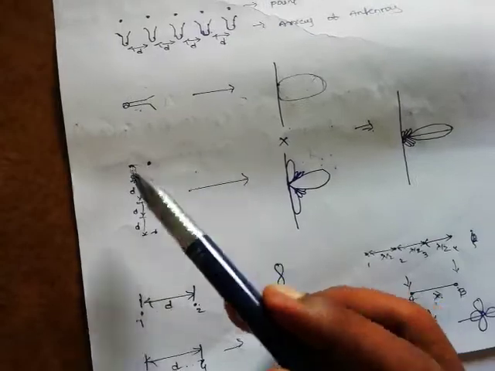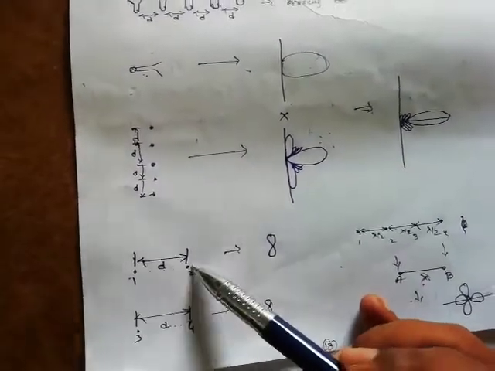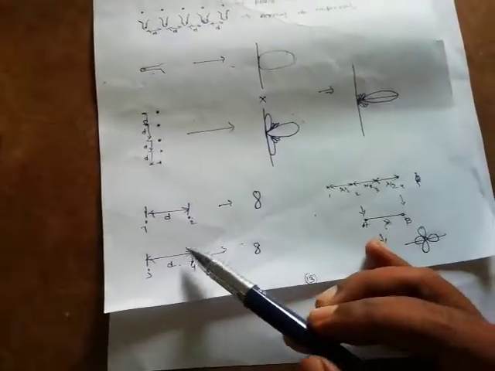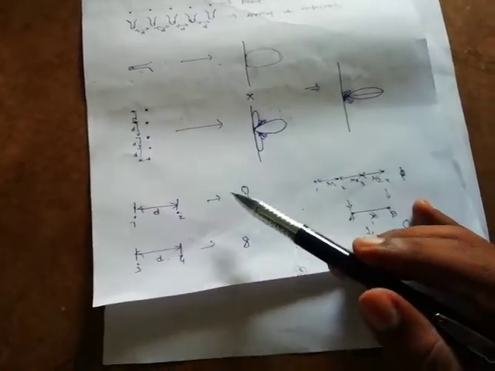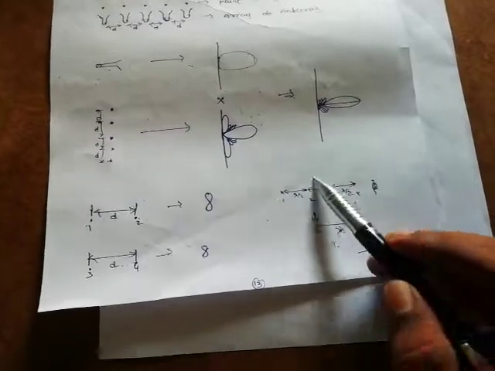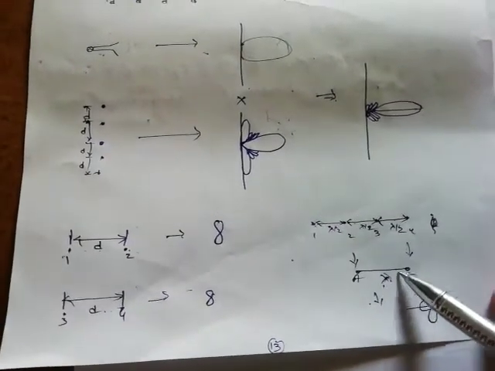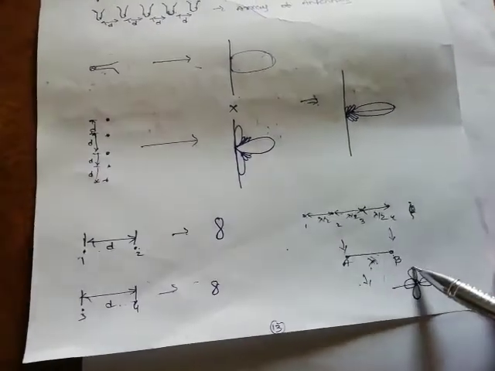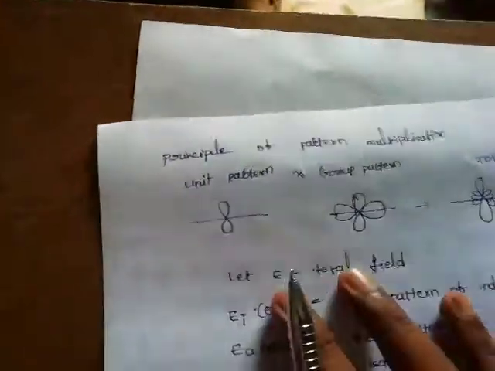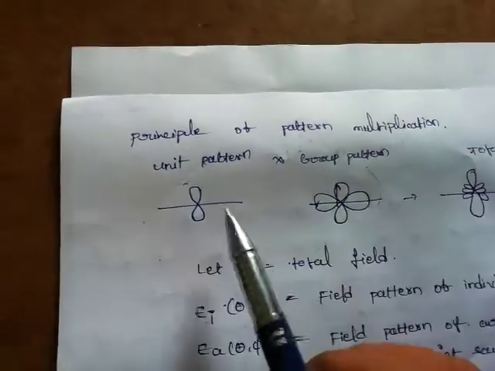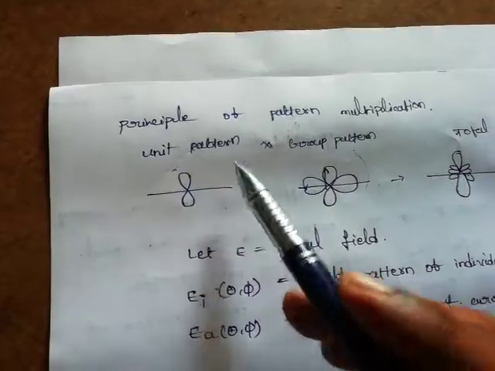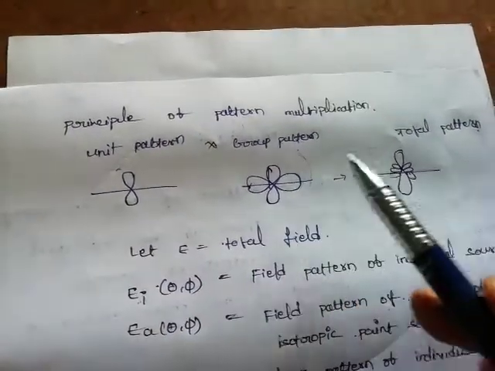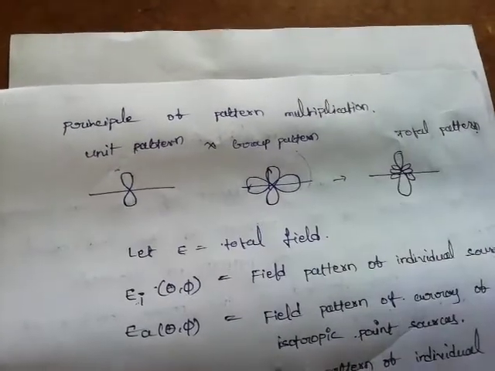Here I am taking some isotropic point sources. For example, if I take 2 point sources, 1 and 2, separated by distance d, this is the radiation pattern of these 2 point sources. Next, I am taking 3 and 4 point sources, and this is the radiation pattern. If I combine all of these, I take 1 and 2 as one point source, that is A, and 3 and 4 as one point source, that is B. If they are separated by distance lambda, the radiation pattern of this AB is this one. By the principle of pattern multiplication, the unit pattern of 1 and 2 multiplied with the group pattern gives the total pattern. If you multiply the unit pattern with the group pattern, you will get the resultant pattern. This is the statement of the principle of pattern multiplication.